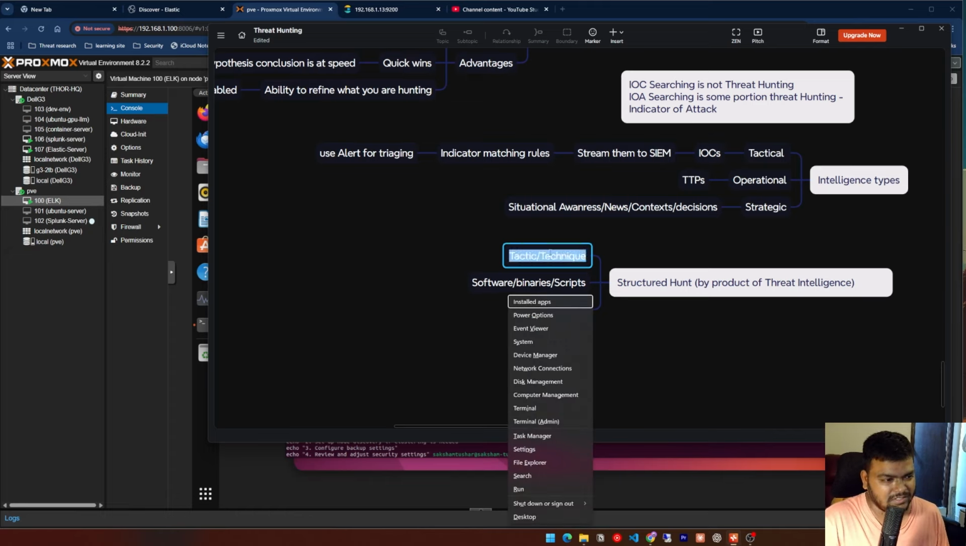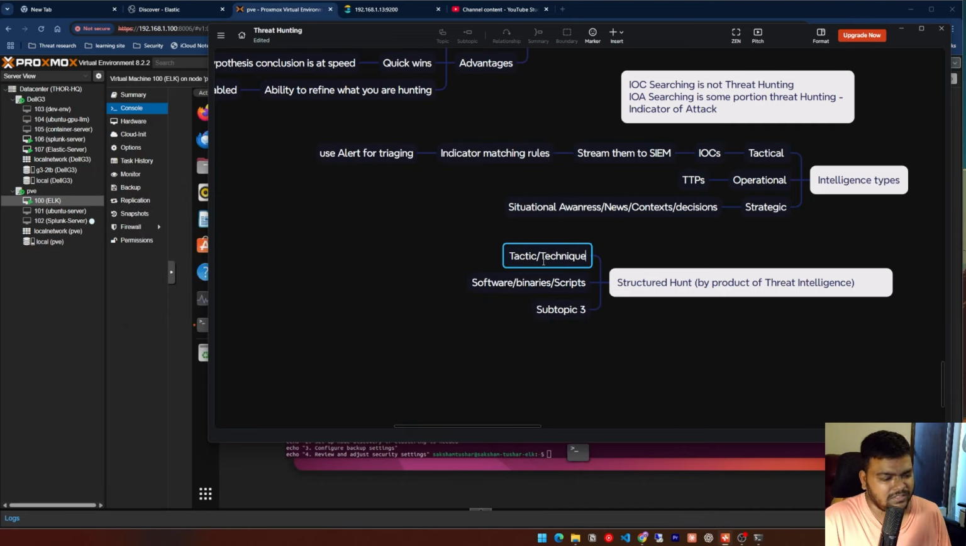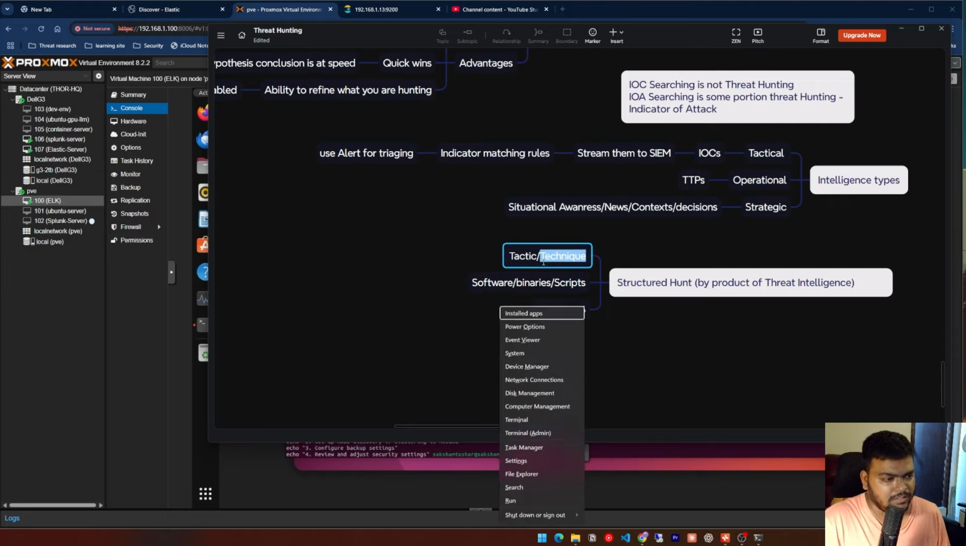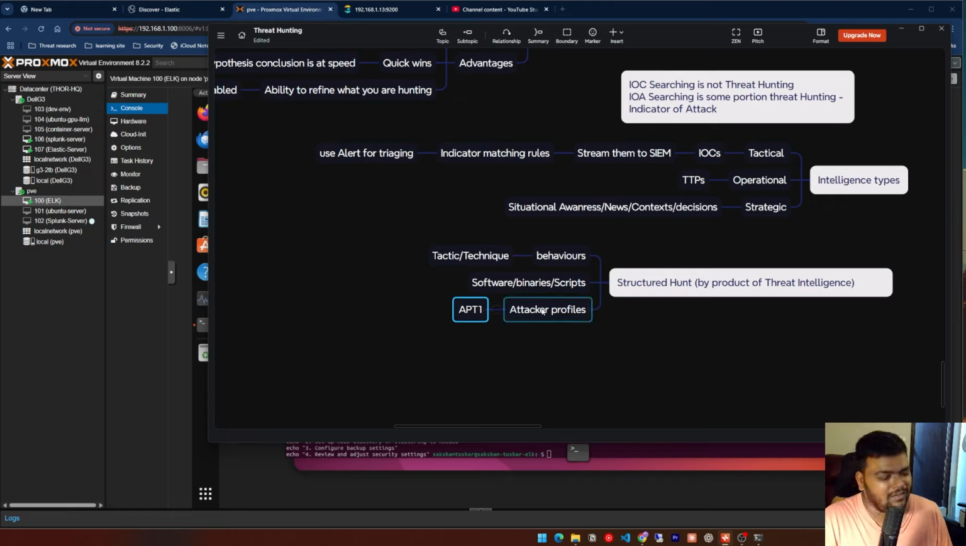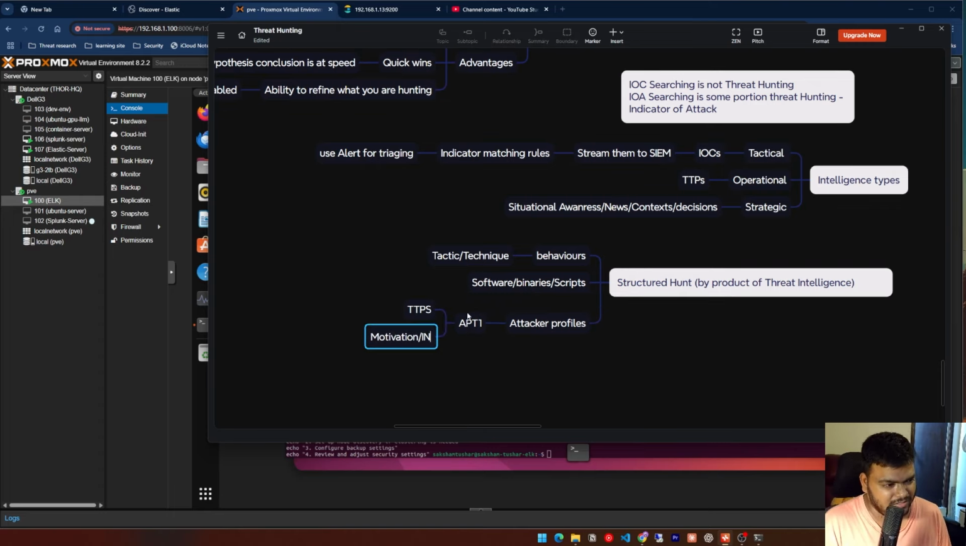So if I had to just classify this, it is behaviors, and those behaviors could be quantified in terms of tactic and technique. Then you have attacker profiles, right? For example, you are hunting for APT1. Now again, the attacker profile, motive and agenda are quantified in terms of TTPs or motivation, infrastructure, target, modus operandi.